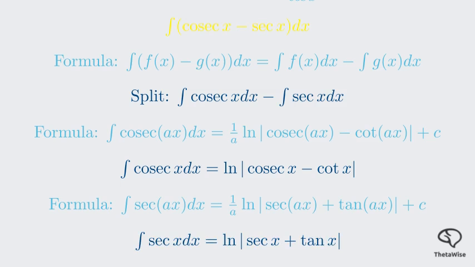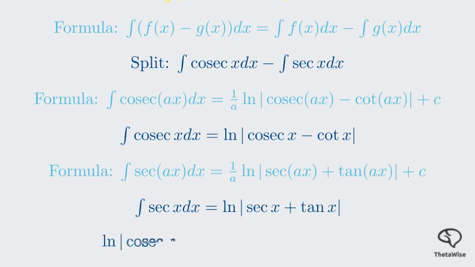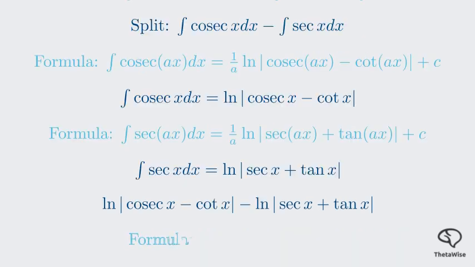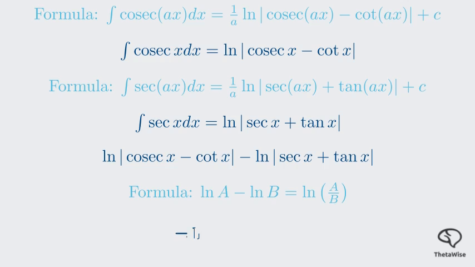Now, let's combine our two results, remembering that we are subtracting the second part from the first. Our solution is the natural log of cosecant x minus cotangent x, minus the natural log of secant x plus tangent x. This expression is correct, but we can simplify it further using a logarithm property. The property for the difference of logarithms is that the natural log of a minus the natural log of b is equal to the natural log of a divided by b. Applying this, we get the natural log of the absolute value of cosecant x minus cotangent x divided by secant x plus tangent x. This is a more compact form.